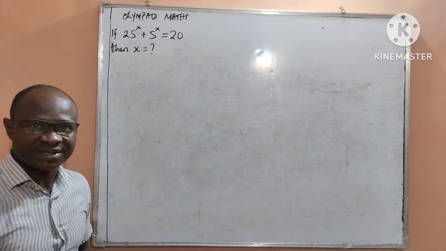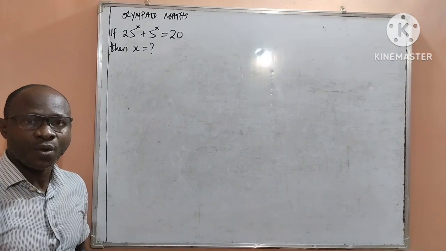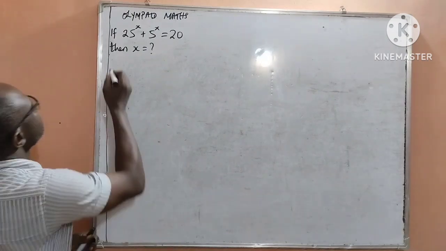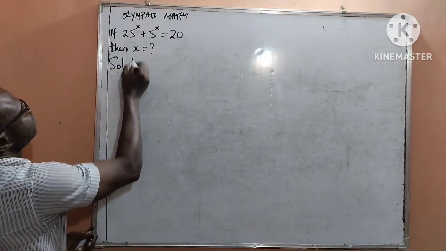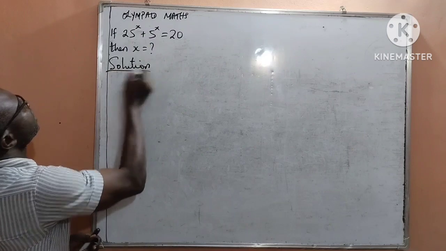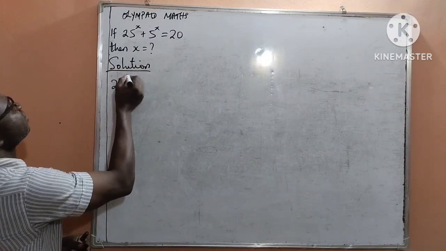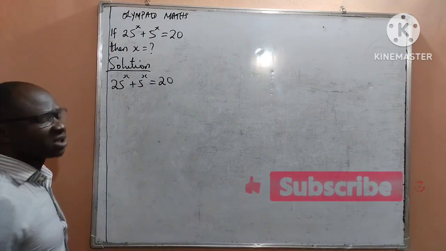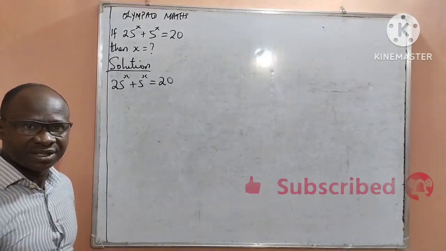We have an Olympiad mathematics question: given that 25 raised to the power x plus 5 raised to the power x is equal to 20, what will be the value of x? Let us solve it. Solution: 25 raised to x plus 5 raised to x equals 20. What is the value of x?